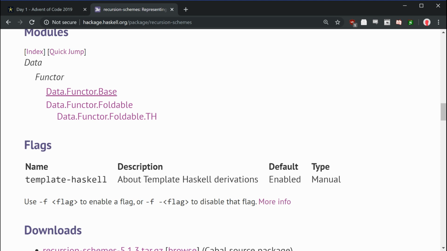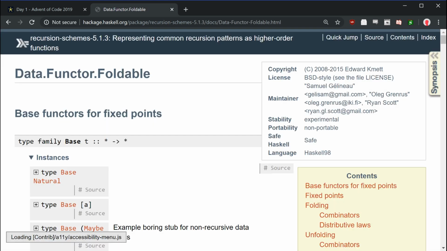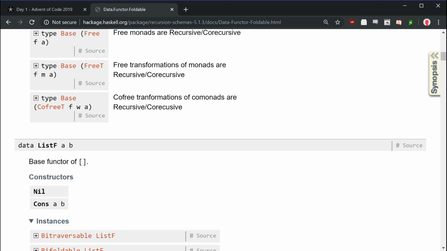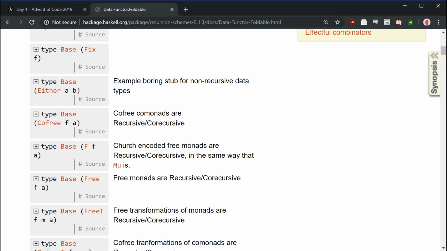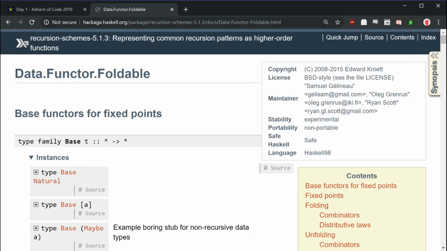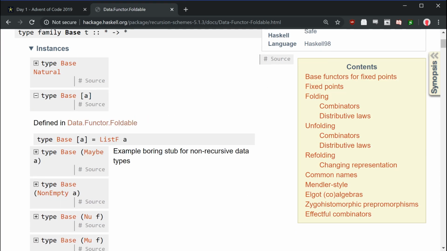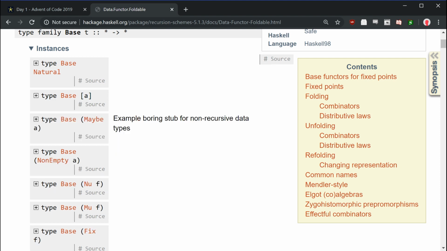So, Data.Functor.Base and Data.Functor.Foldable, huh? I don't really care about Data.Functor.Base, I don't think. I'm in Foldable, which I think is right. Yeah, type family Base. Okay. So the base type for a list is like ListF. That's fine, whatever.